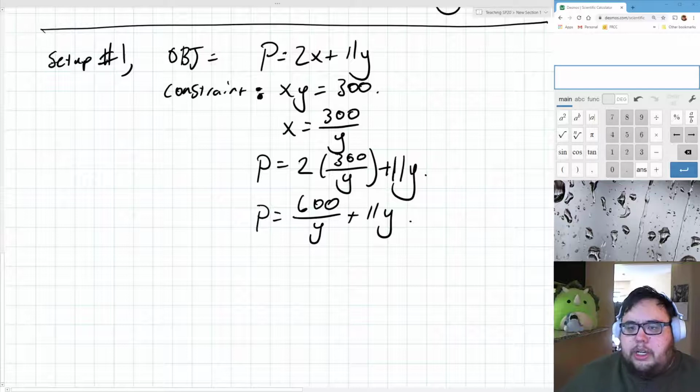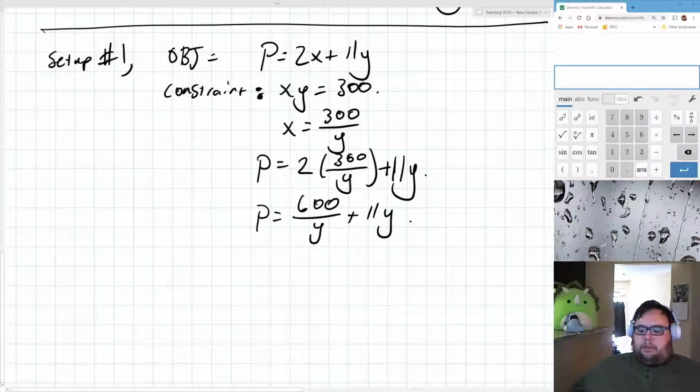So from here, what's our next step? What do you do after you've rewritten the objective in terms of the constraint?